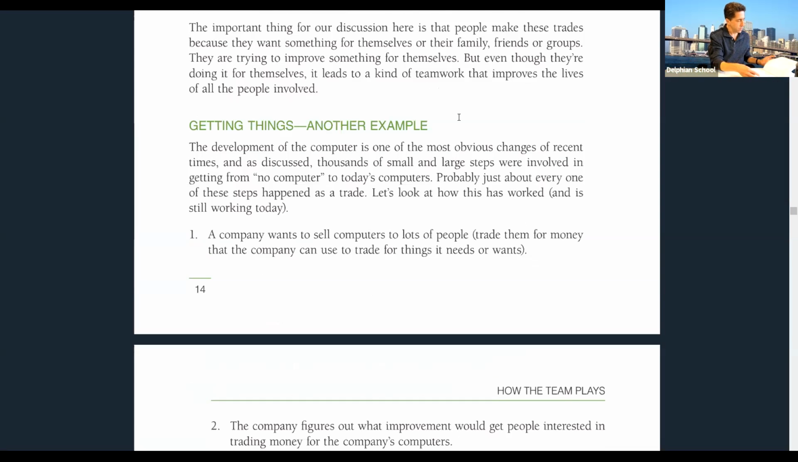All right, and now here's a little more of the section we're going to do. Getting things. Let me just look to be sure I want to read it here. Yeah, getting things. Another example. Okay, great. So we're going to read down to the end of this little section.